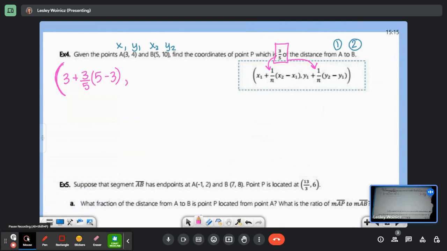Okay, our y coordinate, we start at 4. And then we add 3/5 times the difference between y sub 2 and y sub 1. So our y sub 2 is 10. Our y sub 1 is 4, so 10 minus 4.